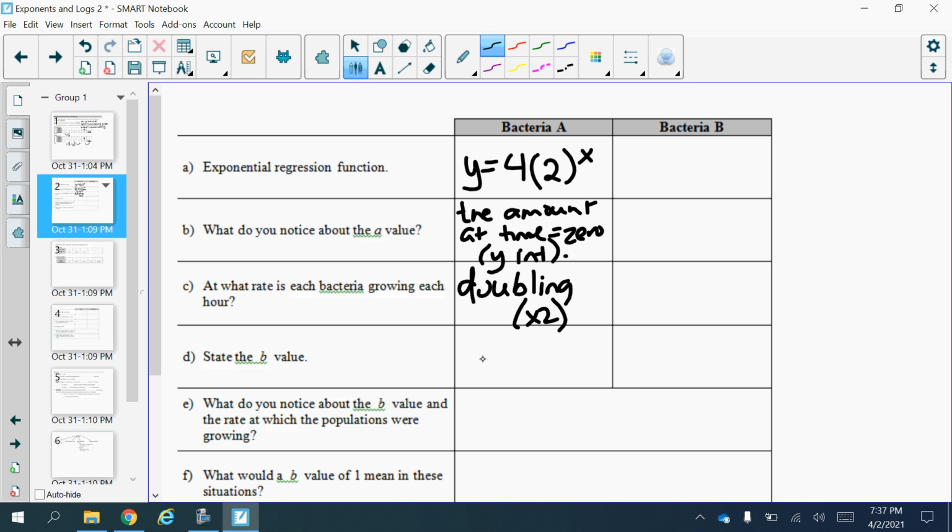So now it's asking us for the B value. Again, the B value is right here. The B value is 2. Now you need to do the same thing, do the regression for bacteria B. You might need to pause for a second, and in L1 and L2, put in those values for time and for number of bacteria. And I'll give you the equation in just a second.